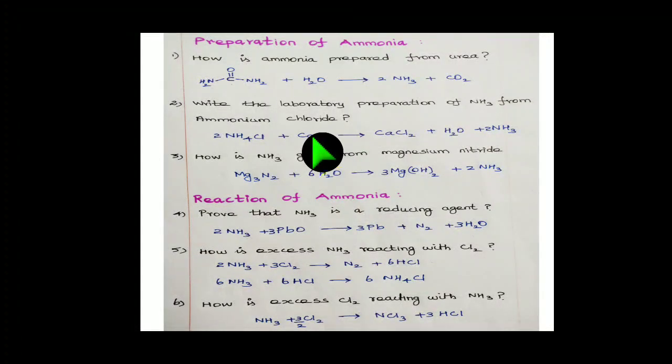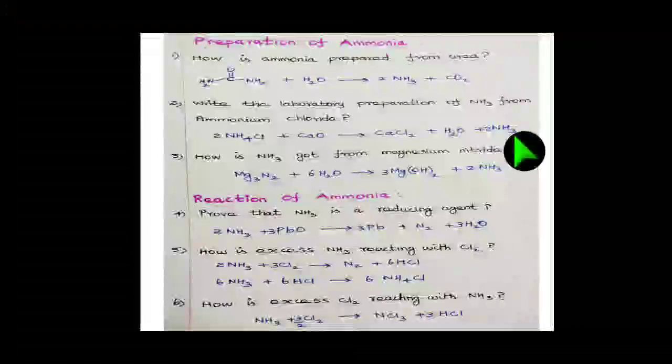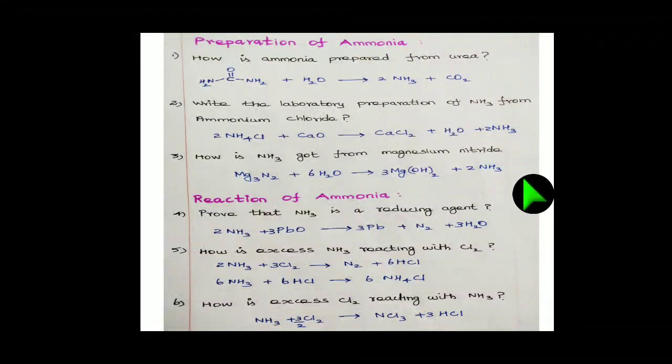It reacts with calcium oxide. They give 3 products: calcium chloride, water and ammonia. Okay, here make chlorine 2 at the left side, because on the right side Cl2 is here, so make it 2.